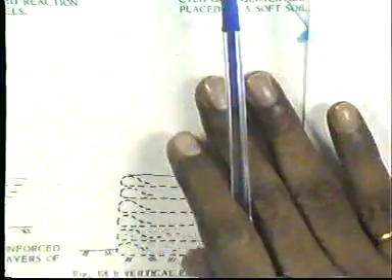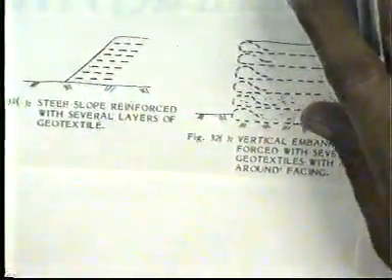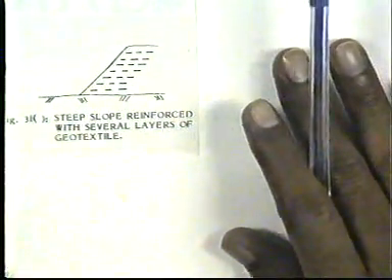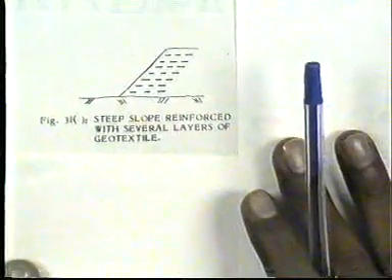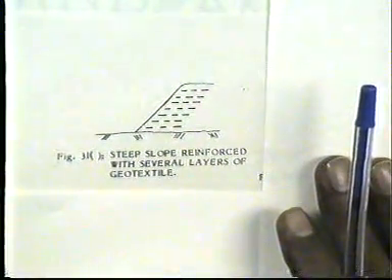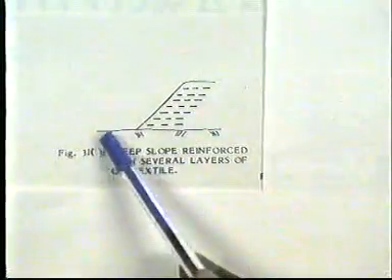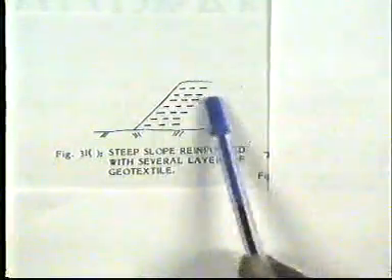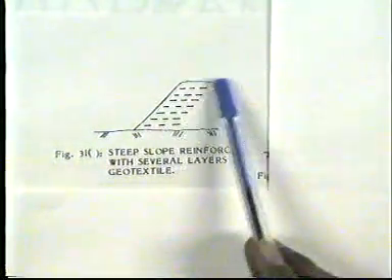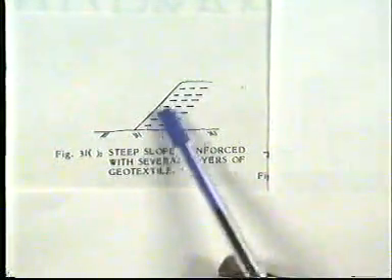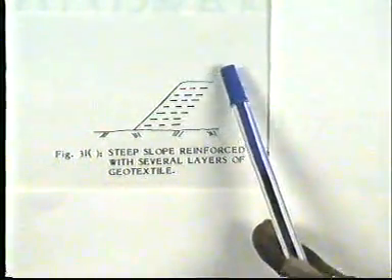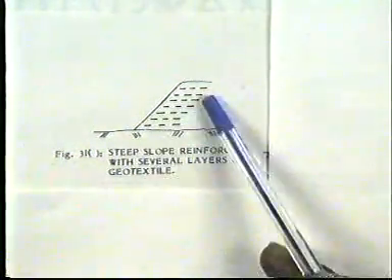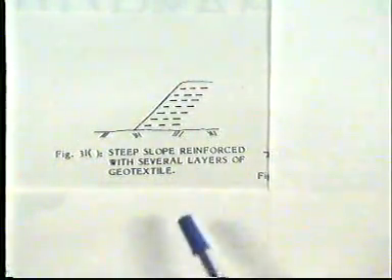There are other examples of the geosynthetics material where the geosynthetics material acts as a reinforcement. In case of the construction of any steep slope, the geosynthetics material has been placed in different layers, and we can construct a steep slope reinforced with several layers of the geotextile material. Here the geosynthetics material acts as a reinforcement.